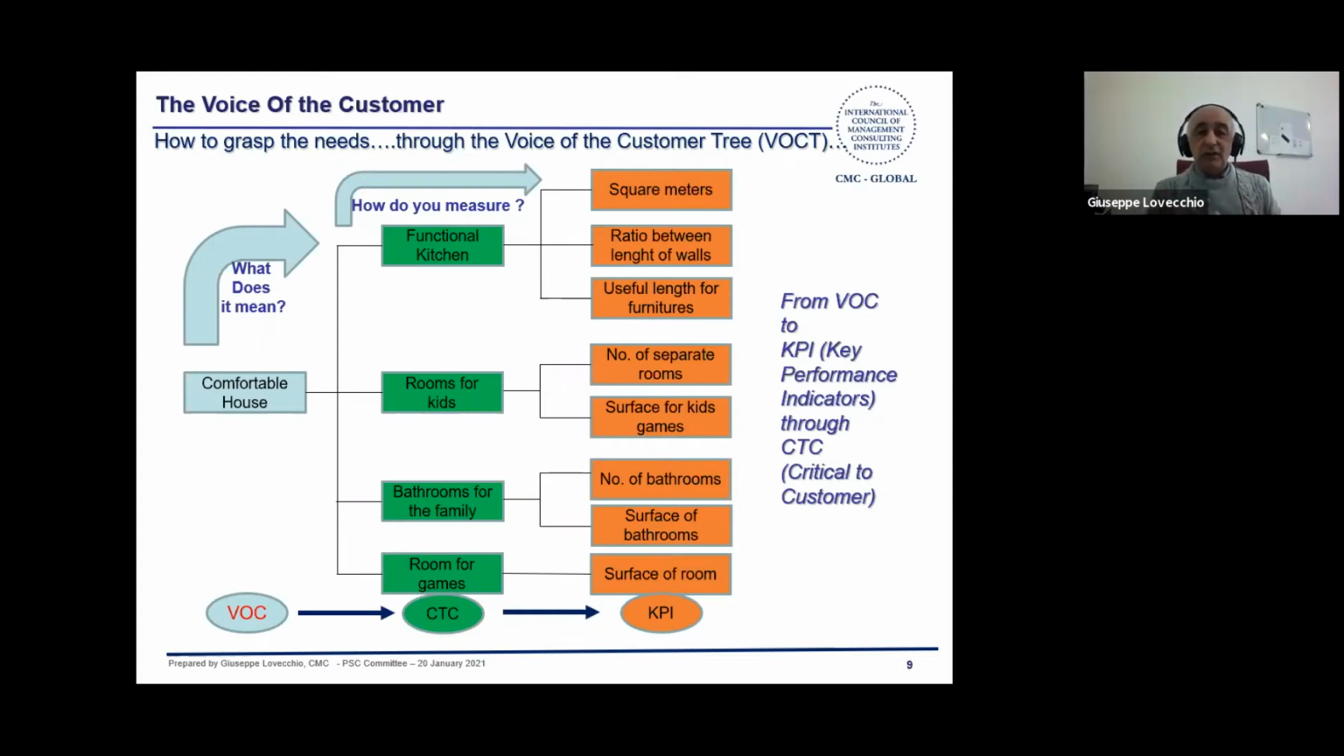So this is an example of the voice of the customer tree, to switch from the voice of the customer only to the measure through key performance indicators. So it's really important to install this process to go in depth and not stay on the surface. We can, of course, speak of additional examples, but the need is to measure, at the end of the game, how the voice of the customer impacts the benefits to the customer. So, arriving at KPIs.